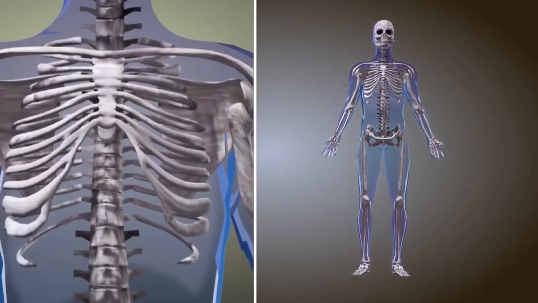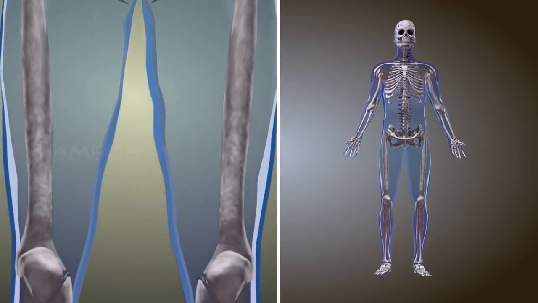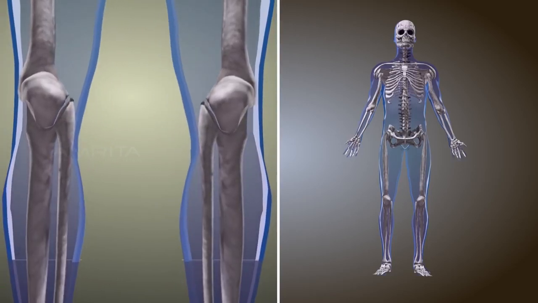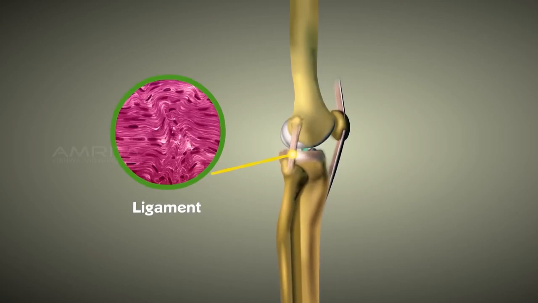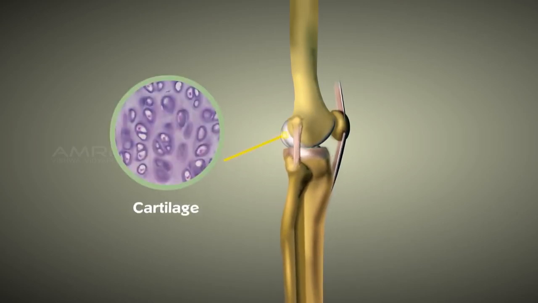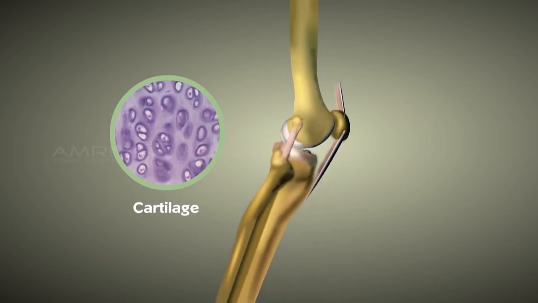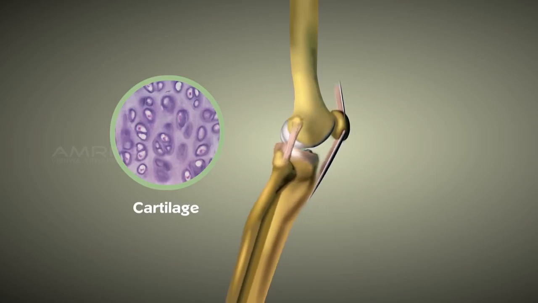Bone cells secrete calcium that hardens the bone and supports the main organs of the body. Bone cells are solid. Ligaments function as a connection between bones. They are fibrous and stretchy. Cartilage protects bones by preventing them from rubbing against each other. It is a tough but flexible tissue.